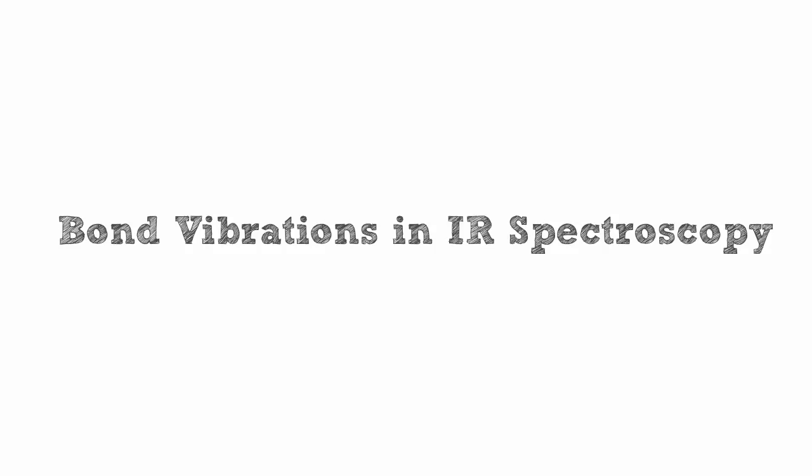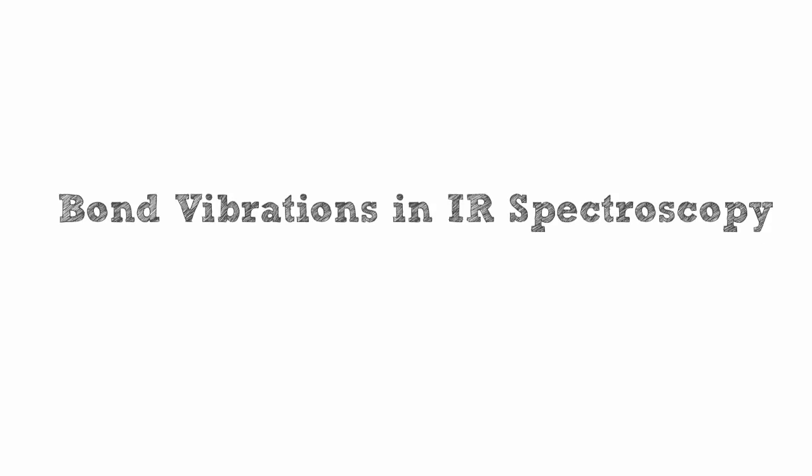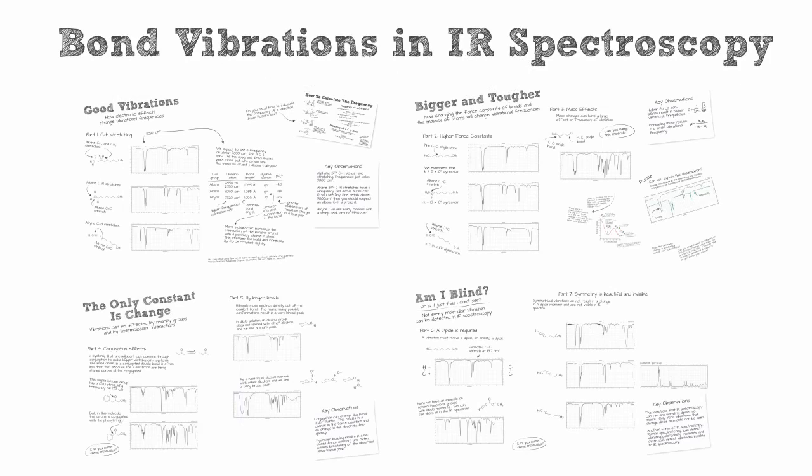So let's look at a few issues involved with bond vibrations in IR spectroscopy. So this is what we're going to talk about today. We're going to talk about the nature of how electronic effects change vibrational frequencies, mostly by looking at how hybridization affects the frequency of a CH bond. We're going to look at how changes in force constants and the mass of the atoms involved changes vibrational frequency.